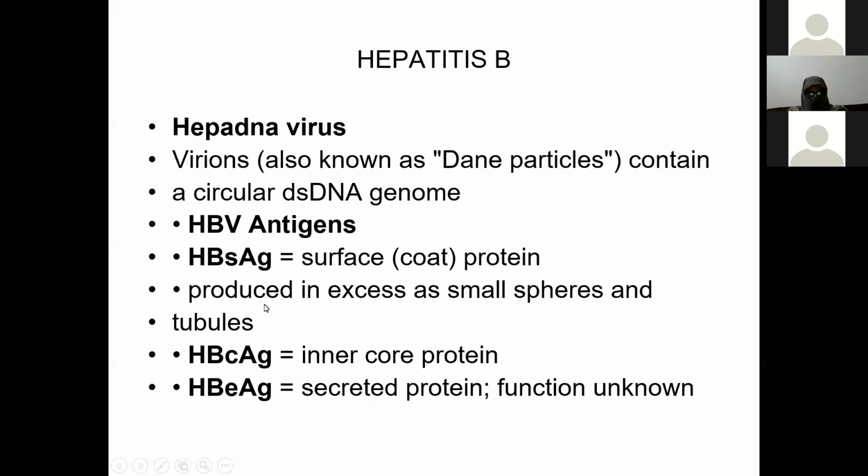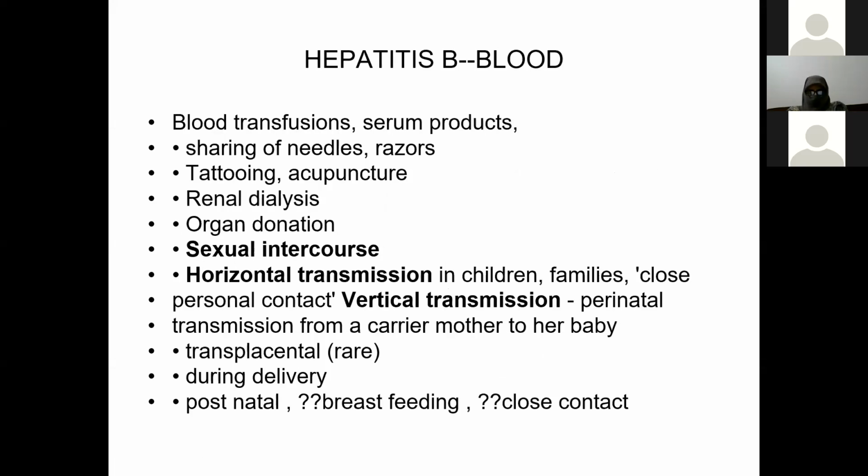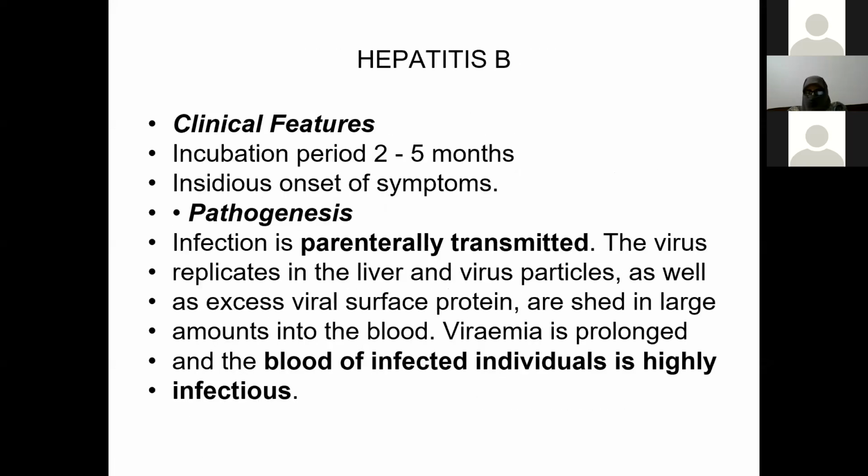So basically there is hepatitis B core antigen or hepatitis B surface antigen. The clinical features are the incubation period is 2 to 5 months, and there is insidious onset of the symptoms, but as we have already discussed, it can cause acute hepatitis, it can cause chronic hepatitis. Infection is parenterally transmitted, that is the virus replicates in the liver as well as excess and then keeps on shedding. So the viremia is prolonged, so the blood of the infected individual is highly infectious.